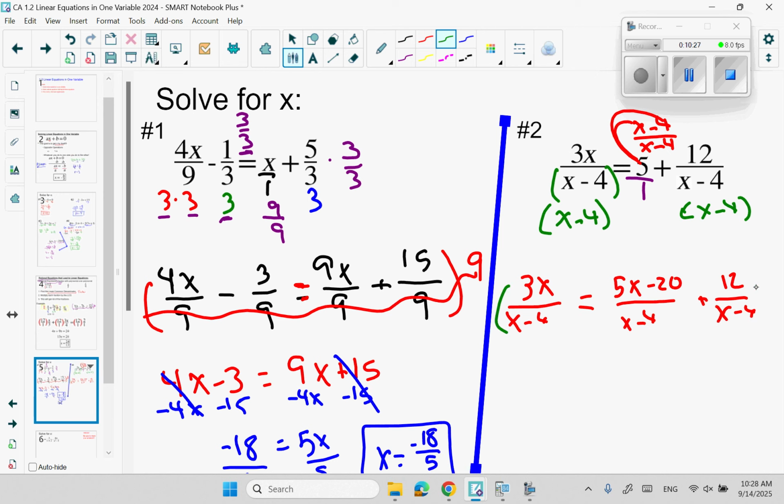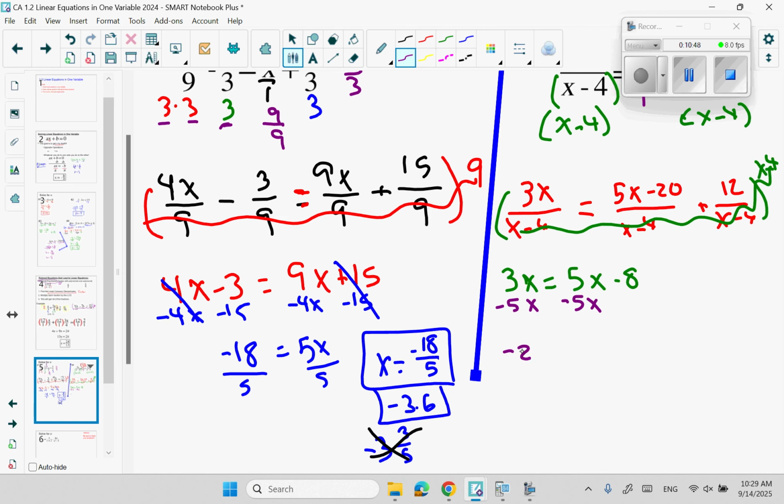And then, of course, we can multiply the entire thing by x minus 4, crossing out the denominator. We get 3x equals 5x minus 20 plus 12. That's just going to do negative 8. We can minus 5x, minus 5x. Negative 2x equals negative 8. Divide by negative 2, divided by negative 2, we get x equals 4.